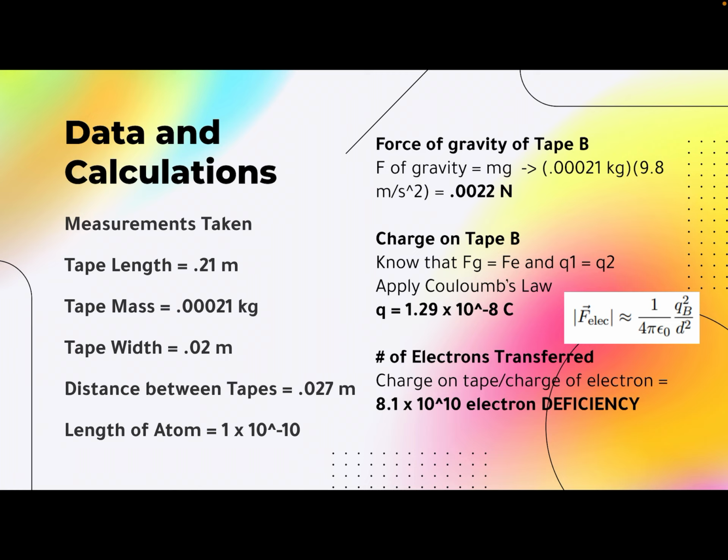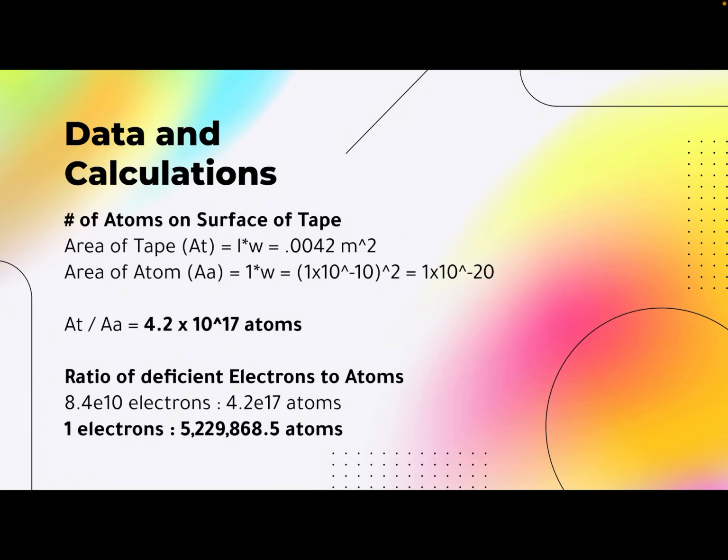The number of electrons transferred is equal to this charge divided by the charge of a single electron, resulting in about 8.1 times 10 to the 10th electrons, making the tapes electron deficient. Next, we calculate the area of our pieces of tape as well as the area of the atom and divide them to get the number of atoms on the tape's surface. We can now determine the ratio between number of electrons lost to number of atoms, which is about 1 electron per 5 million atoms.